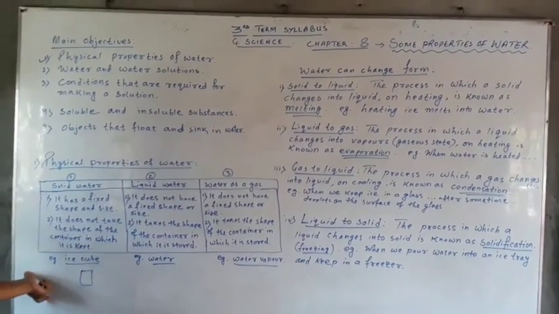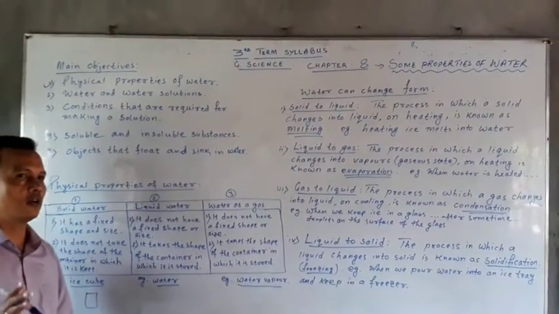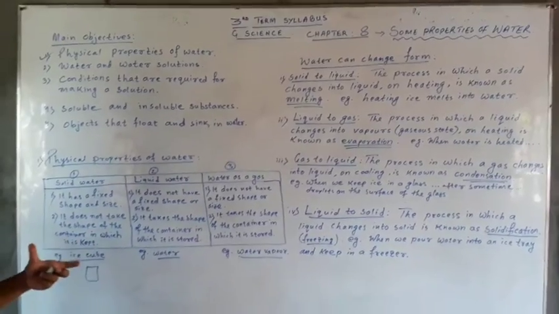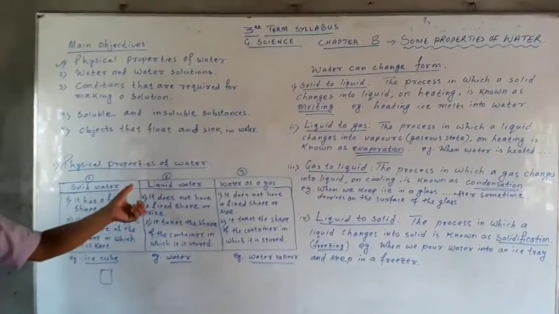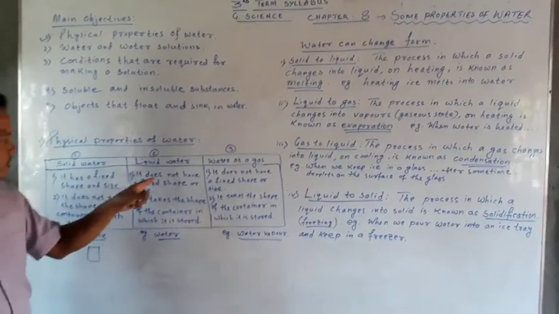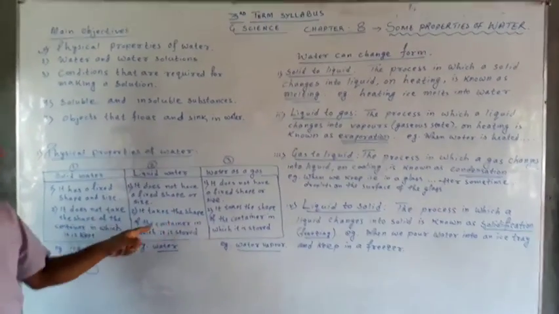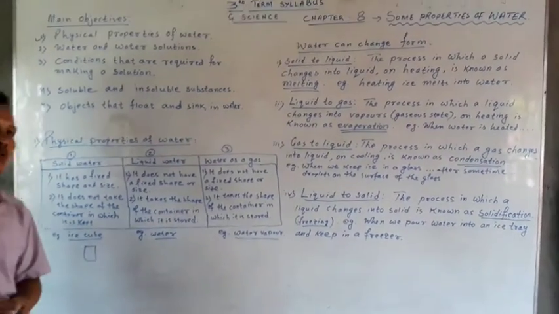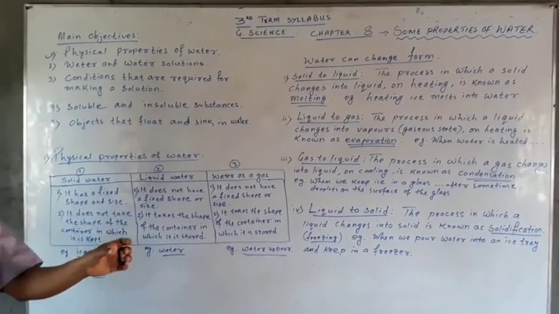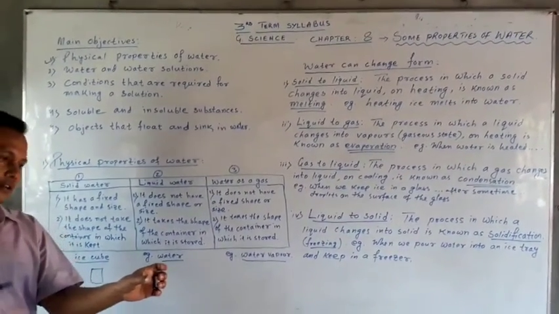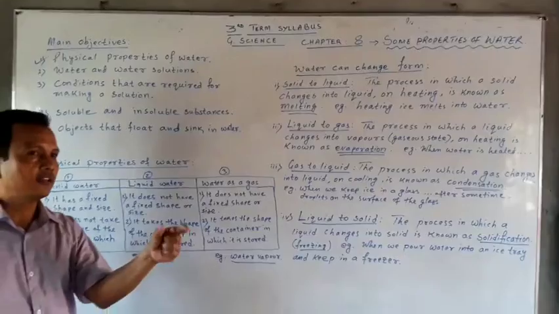So likewise, when we jump to number 2, that is liquid water, this is the most common water, which is in a wet, fluid form. It does not have a fixed shape or size. It takes the shape of the container in which it is stored. If you pour it in a glass, then it will take the shape of the glass.